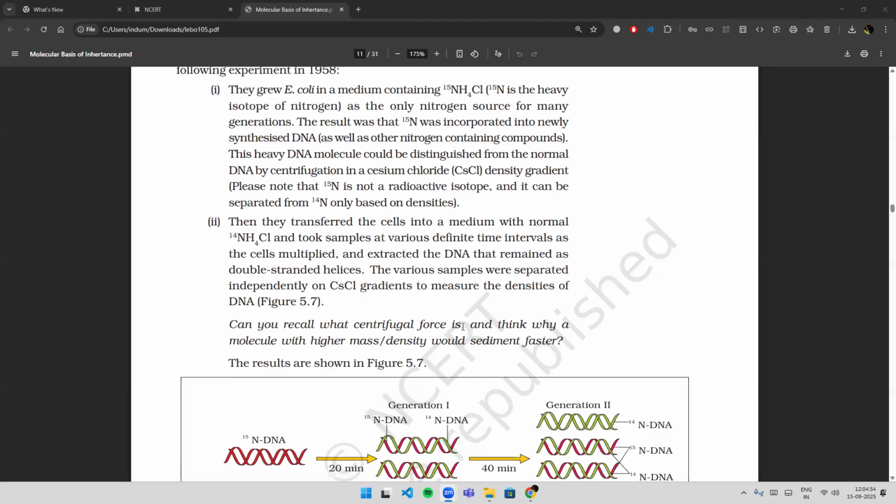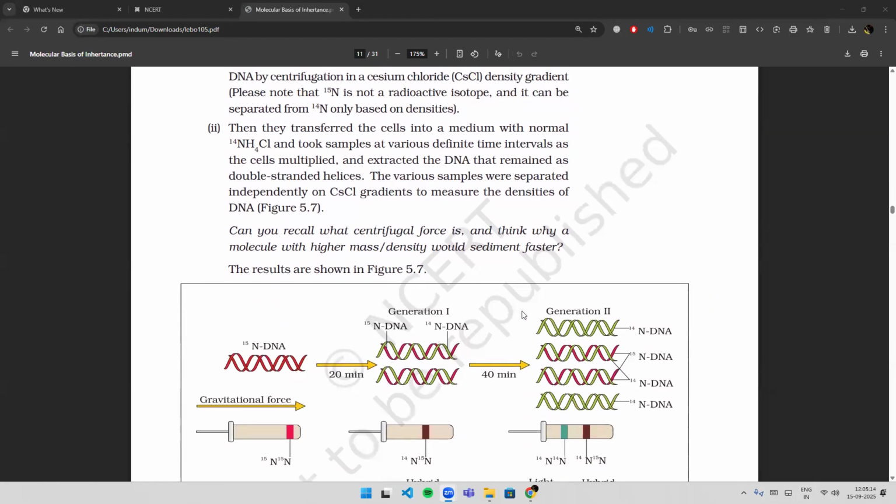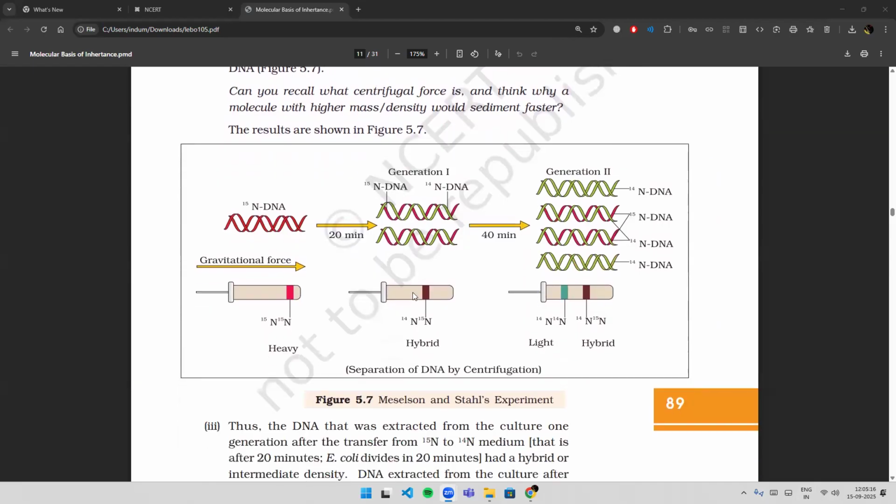Then they transferred the cells into a medium with normal ammonium chloride and took samples at various definite time intervals as the cells multiplied, and extracted the DNA that remained as double-stranded helices. The various samples were separated independently on cesium chloride gradients to measure the densities of DNA, figure 5.7. Can you recall what centrifugal force is and think why a molecule with higher mass or density would sediment faster?